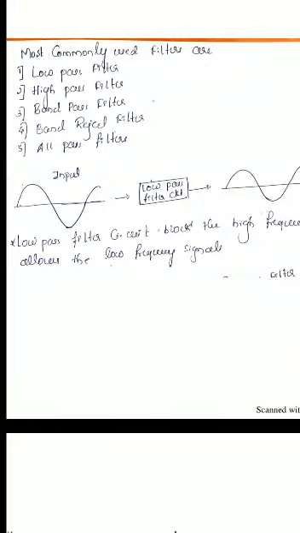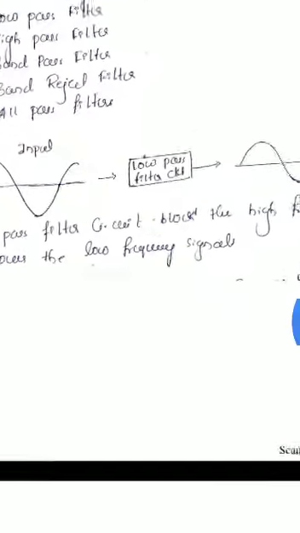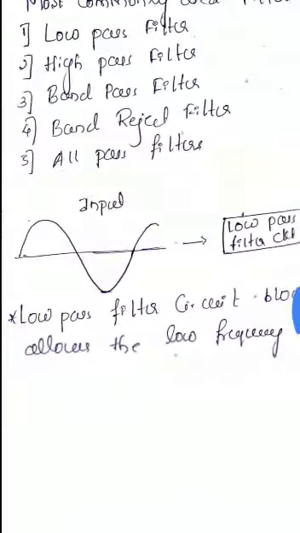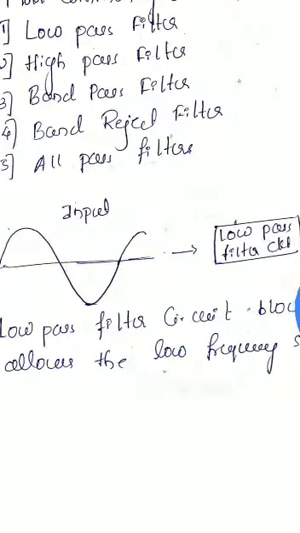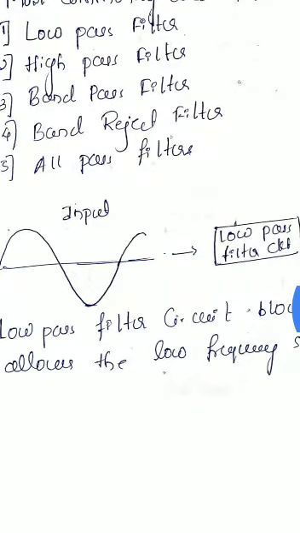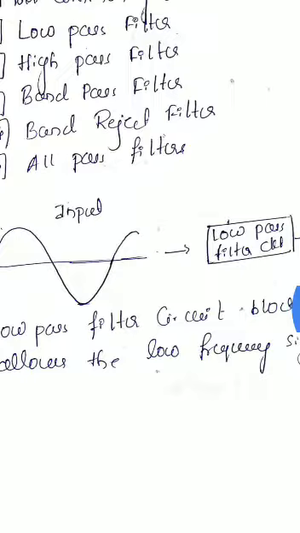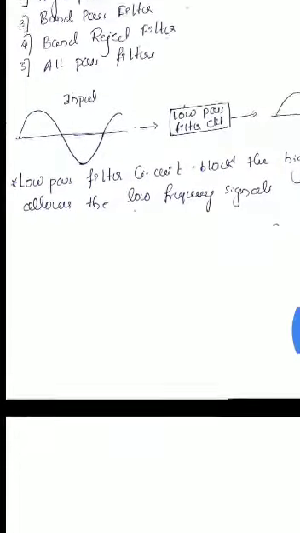If you use a high pass filter in the same place, it will pass the higher frequency signals and block the low frequency signals. If you use a band pass filter, a certain band of frequencies is passed and the rest of the bands are eliminated. With a band reject filter, a certain band of frequencies is rejected and the rest are passed. With an all pass filter, all frequency signals are passed from input to output side.